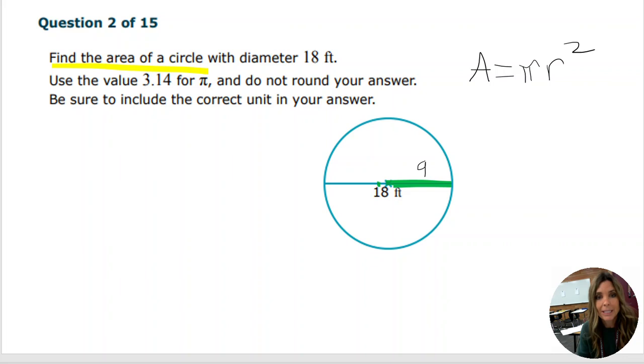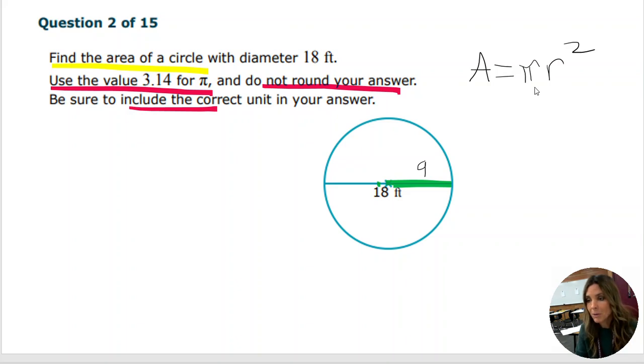It also tells us that we are going to use the value 3.14 for pi and do not round your answer. Be sure to include the correct unit in your answer. So here we go. We're going to take our formula and use it just like it is. We're just going to replace the pi with 3.14 because we know what that is, and we're going to replace the r with 9 because we know our radius is 9. Now we just follow the order of operations. We do our exponent first.